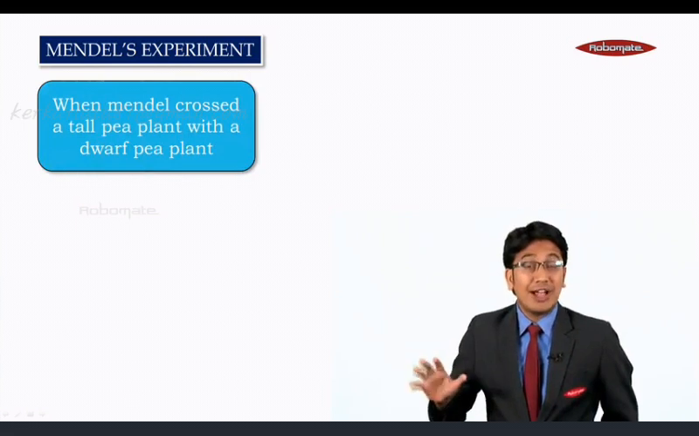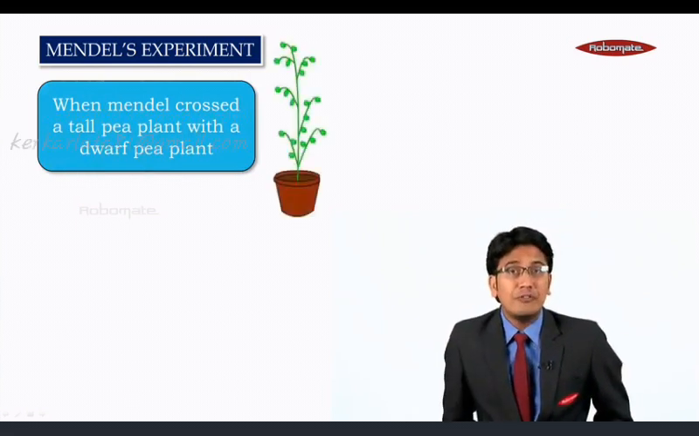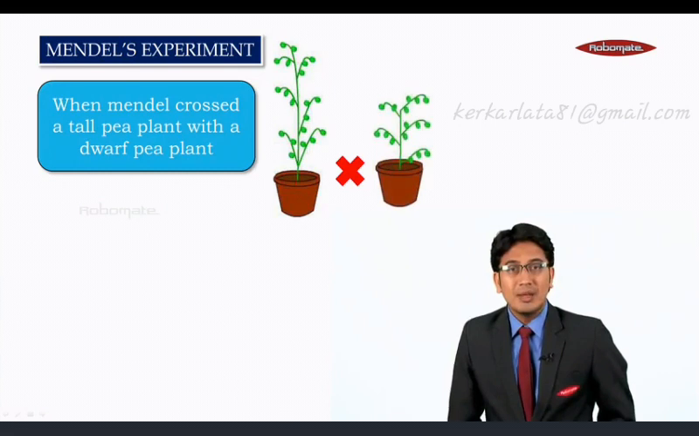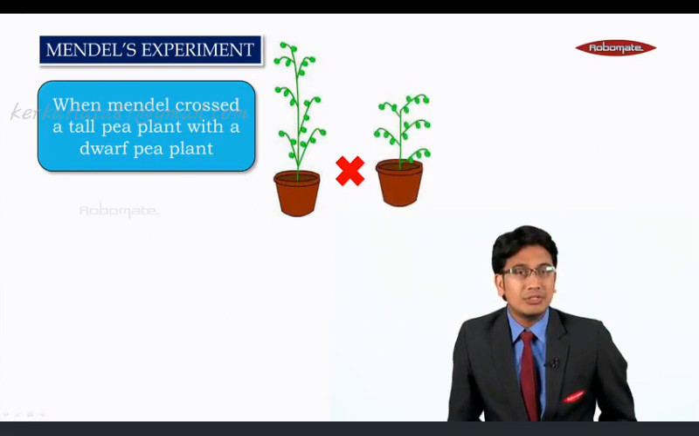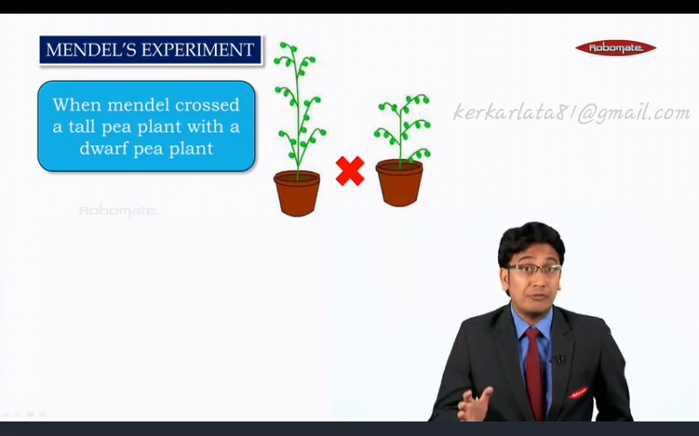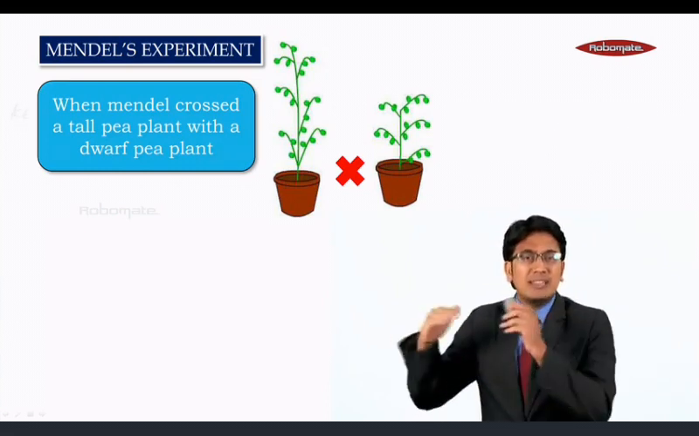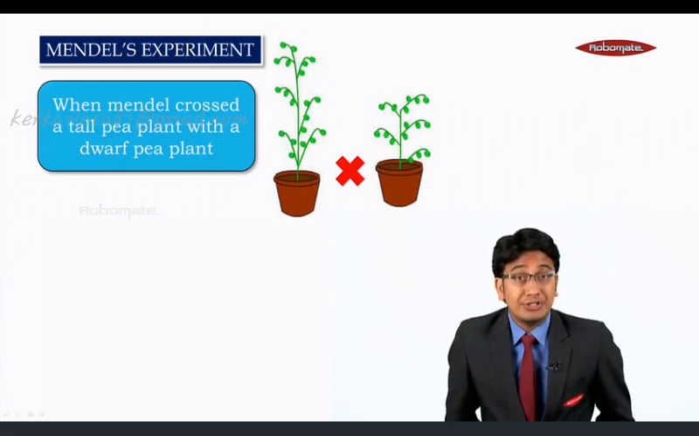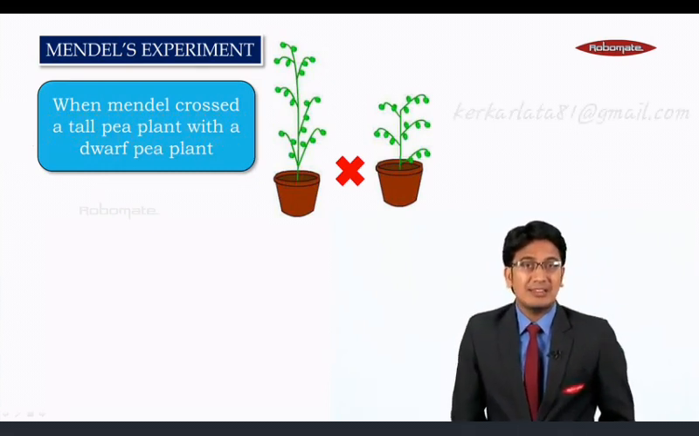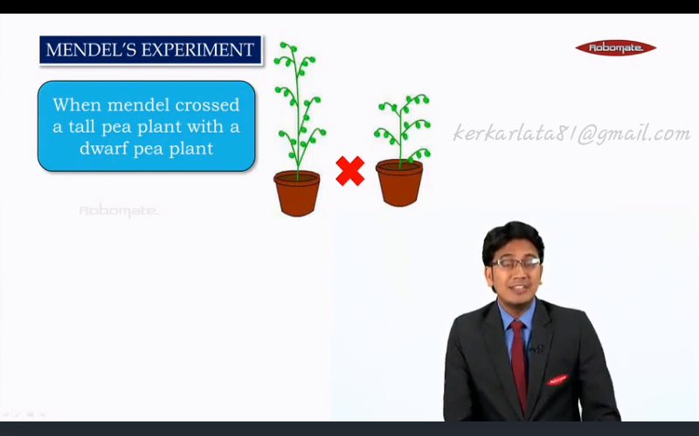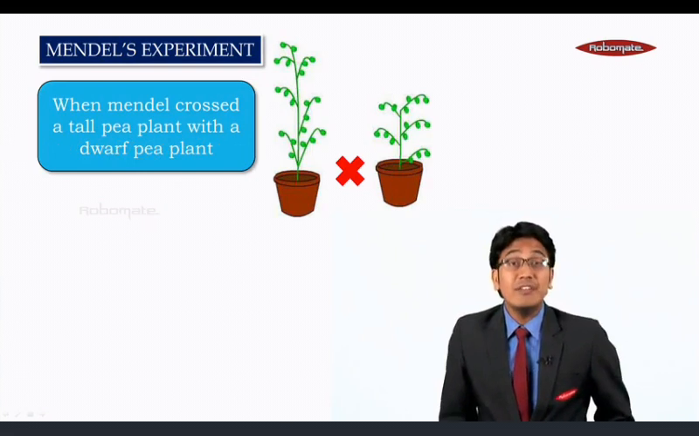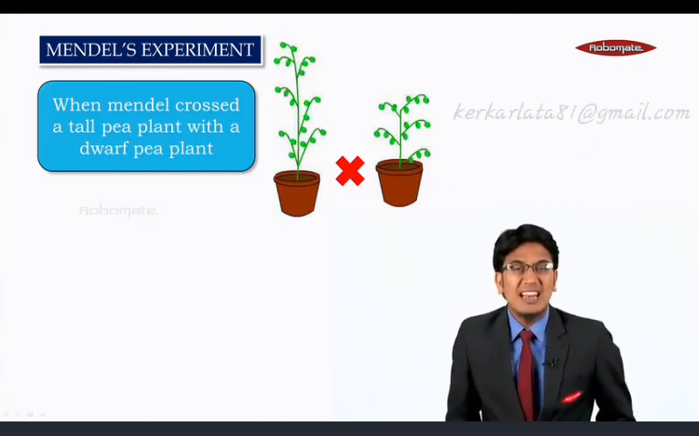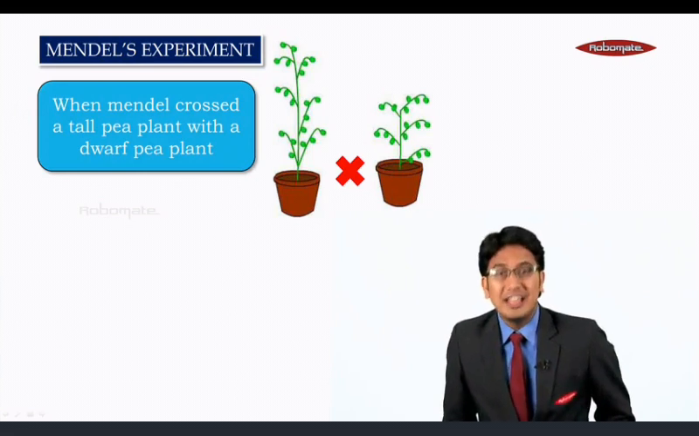When Mendel crossed a tall pea plant with a dwarf pea plant, he thought the results would be either tall or dwarf or a plant with a mixed height. But what he got was something which built his curiosity. What he got was totally unexpected. He was never expecting such results. Let's see what results he got.